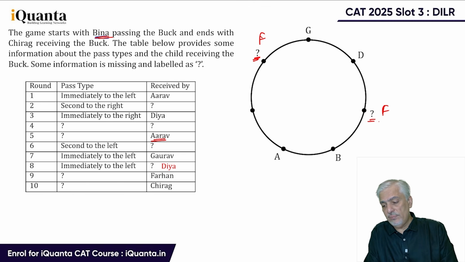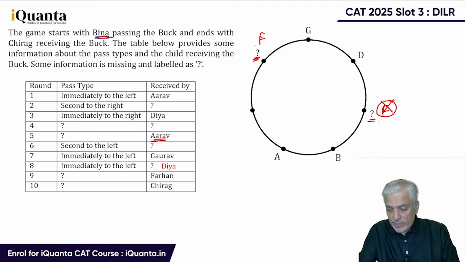Where can Chirag come? Now, if you notice, if Farhan is over here, there's a problem because there is no place to, one place to the right, two places to the right, one place to the left, two places to the left. All the four places are occupied. So, Chirag will not have a position at all. That means in short, this cannot be Farhan. Therefore, Farhan has to be over here.